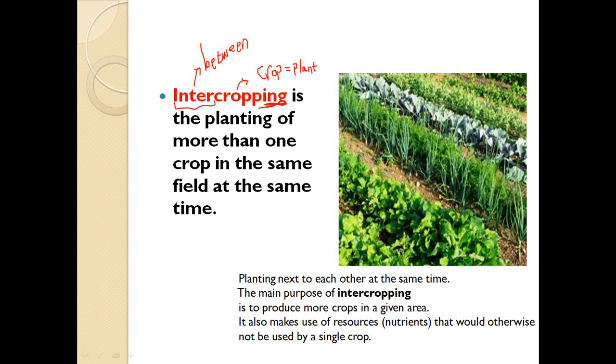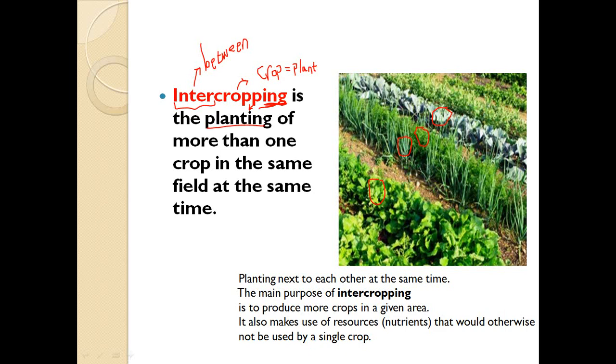So again, intercropping is the planting. So cropping means planting. Planting of what? Of more than one crop in the same field at the same time. They are different types. Look here, there is gray crop, and then there is here light green crop, and then there is dark green crop, and then this one is different from them all, right? So they are not the same. They are different crops, and they are planted in the same place at the same time.